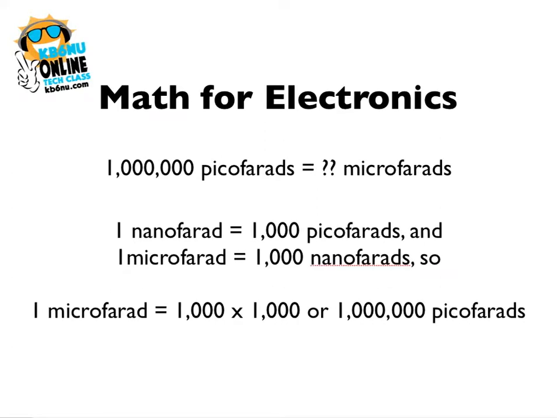Question: how many microfarads is 1 million picofarads? Answer: 1 microfarad. There are 1,000 picofarads in a nanofarad, and 1,000 nanofarads in a microfarad. So 1 microfarad equals 1,000 times 1,000, or 1 million picofarads. The farad, by the way, is the unit of capacitance, and we'll talk more about that later.